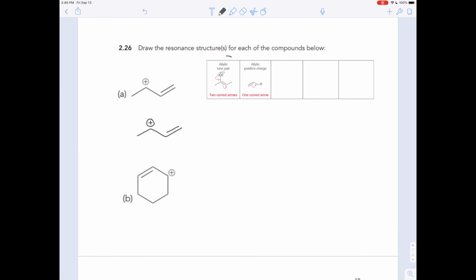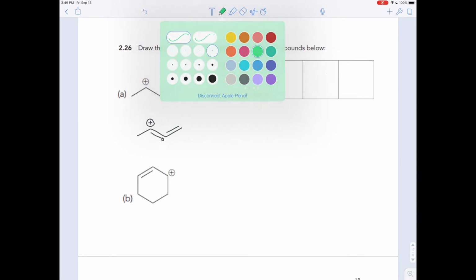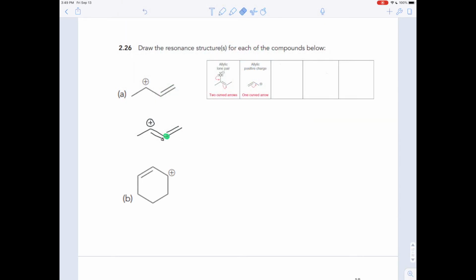So first check for allylic lone pairs. We don't have that in this structure. We don't have any lone pairs there. Carbon only has a lone pair when it has a negative charge. But we do have an allylic positive charge, right? This positive charge is one atom away from an atom in a double bond. And so what happens when you have an allylic positive charge is that the pi electrons go toward the positive charge and form a new pi bond there.